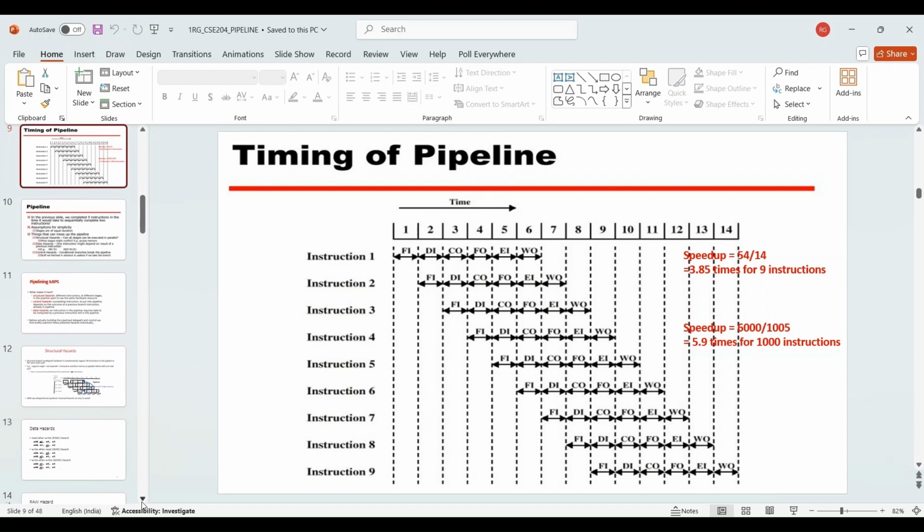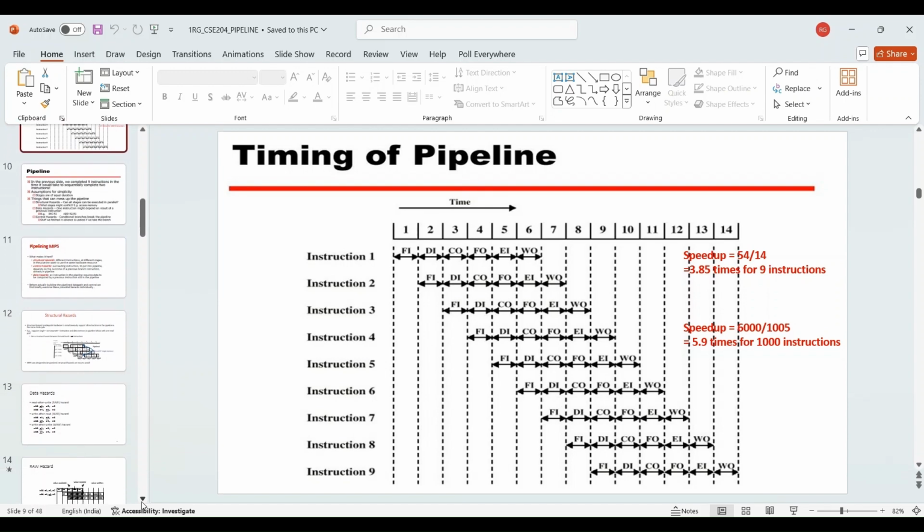One instruction takes 6 cycles, and without pipelining, these 9 instructions will take 6 times 9, 54 cycles. But if pipelining is there, then they get completed in 14 cycles. So the speed up is 54 by 14 for 9 instructions.